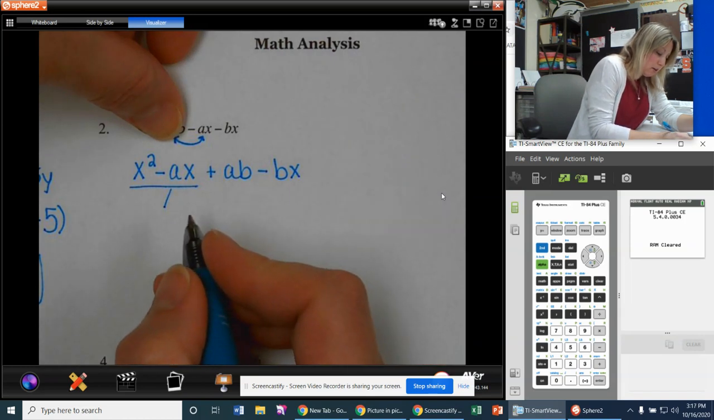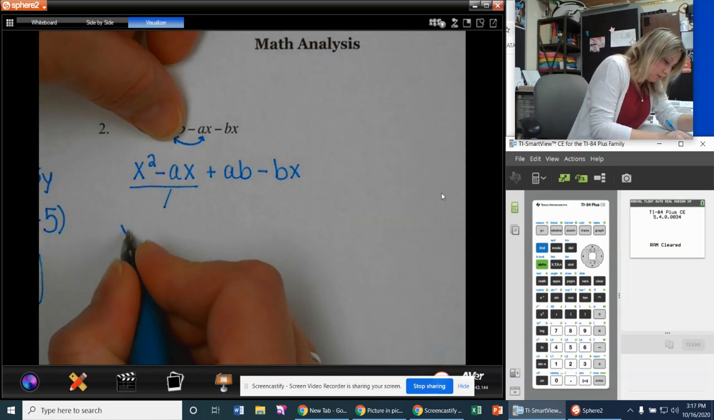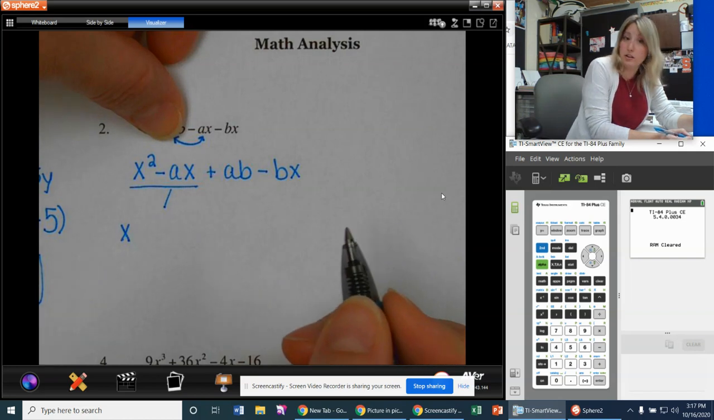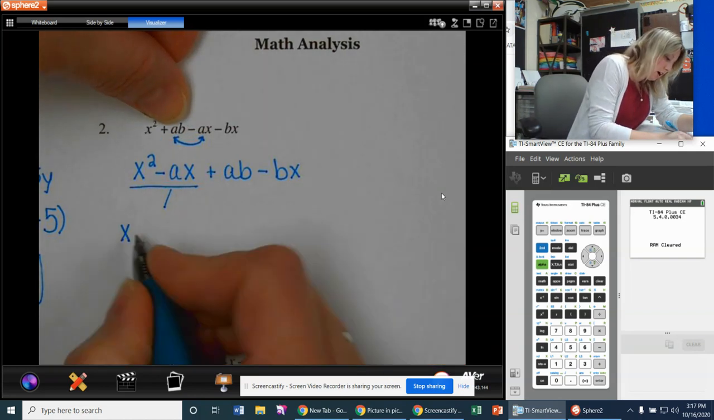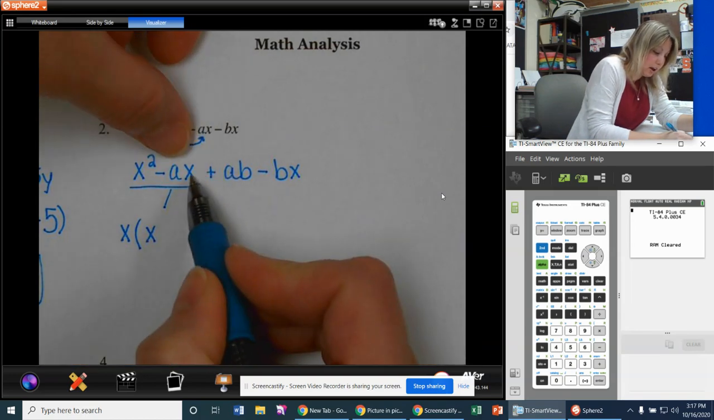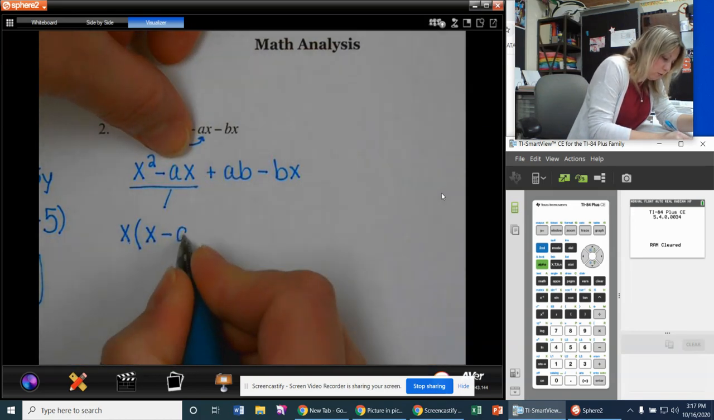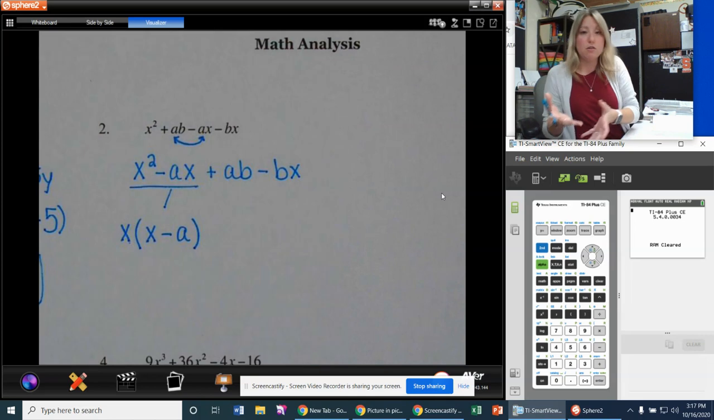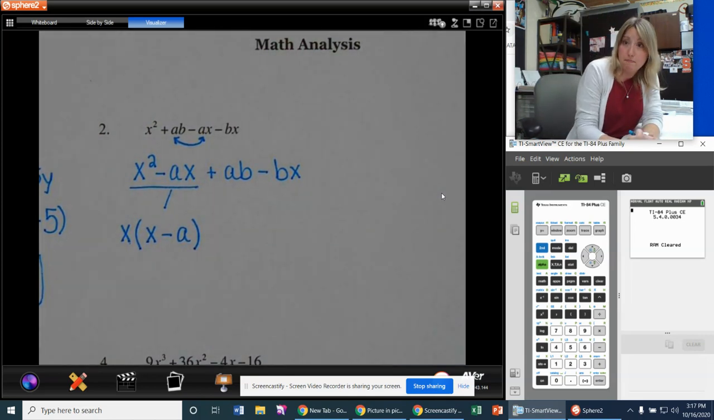What do we have here in common? Well, we have an x in common, and looks like that's about it. So x squared divided by x is an x left over, and negative ax divided by x is a negative a left over. So really what we're saying here is our goal for the leftover on the other side is going to be an x minus a.